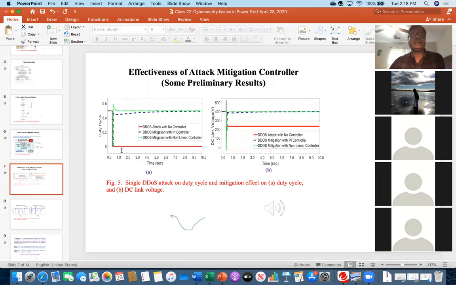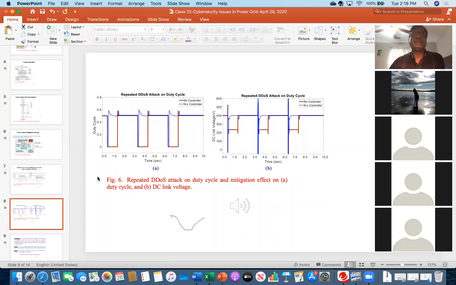This is a single attack. This means the attacker just attacked only once and it continued 10 seconds. But an attack can be repetitive. For example, everybody see this example, it is called a repetitive DDoS attack. So it is the same thing, a repetitive DDoS attack on duty cycle and then the impact on duty cycle and DC link voltage. So what is the intruder doing here?